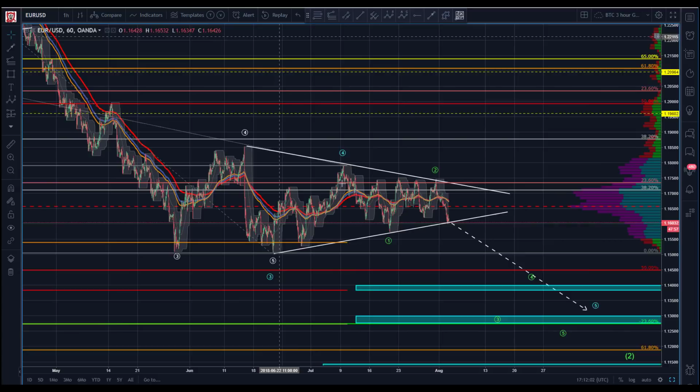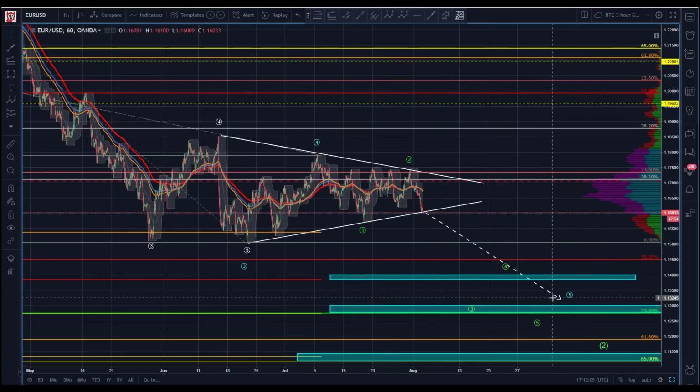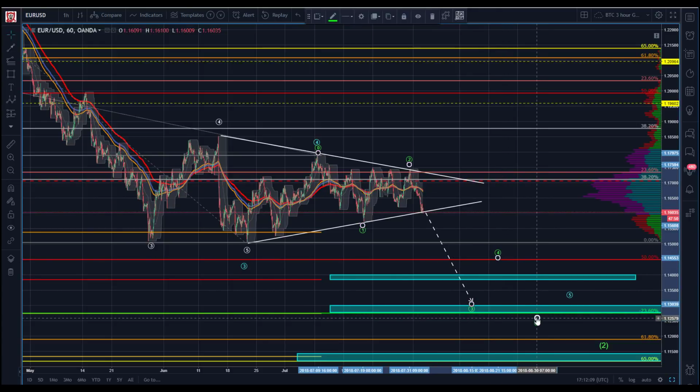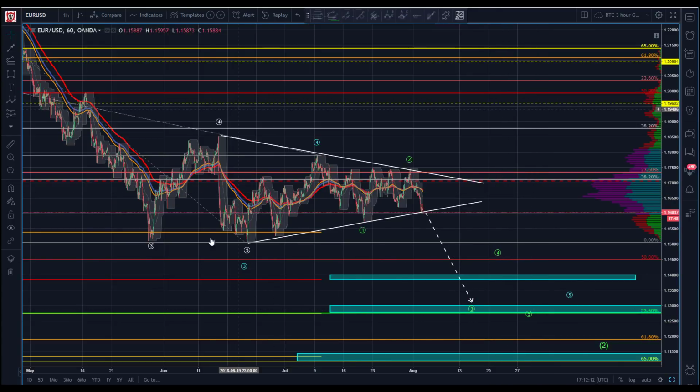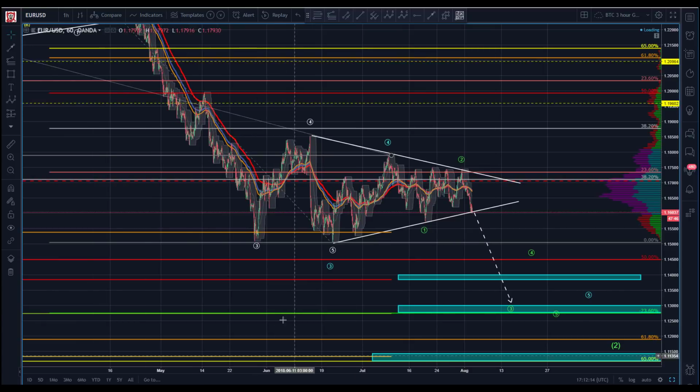Okay, so possibly something like that going in, which would put some targets down here. We're going to get a decent 3, 4, 5. So these are areas of interest. I would just certainly mark them on your chart.